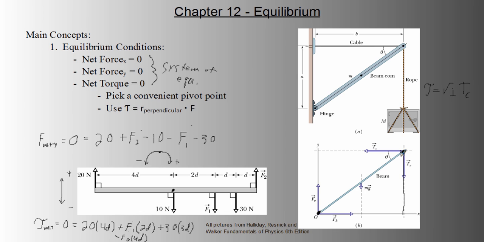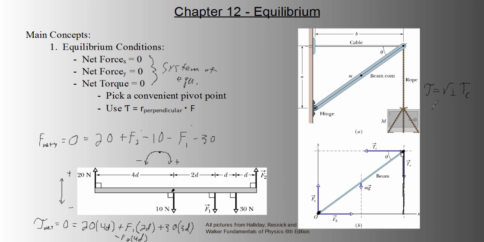See how this vertical line is perpendicular to that? And so your r perpendicular is the length of this line right here. So you could use this angle in this triangle to figure that out.